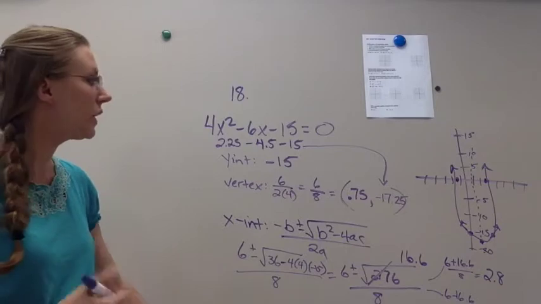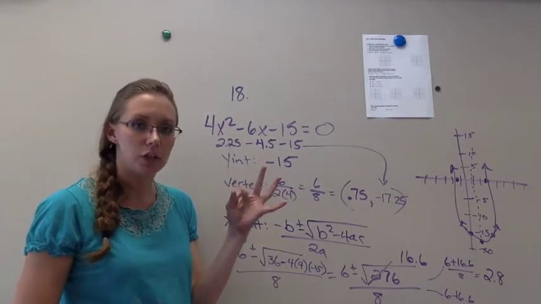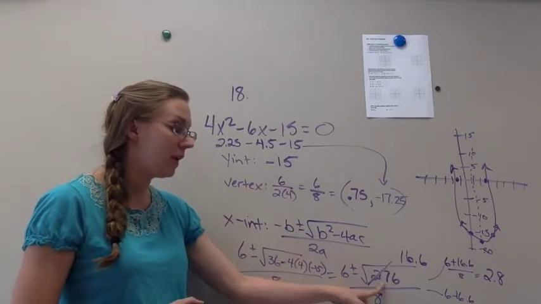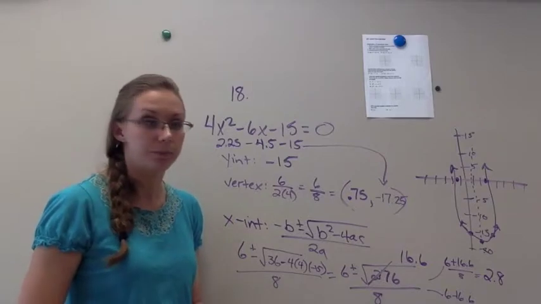So again, y-intercept, vertex, x-intercept. Pick one of the 3 strategies. I like the quadratic formula because it works every time, even if we have irrational numbers. You could factor, or you could complete the square.